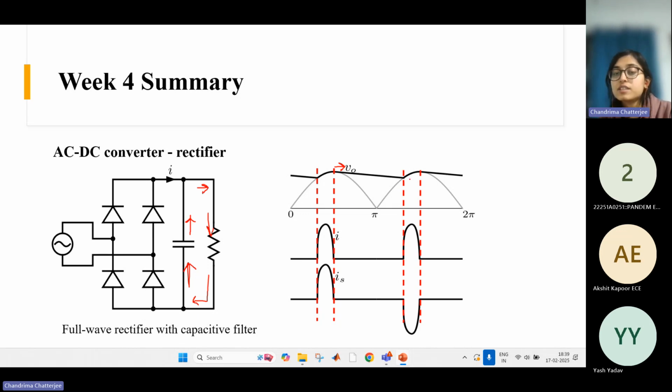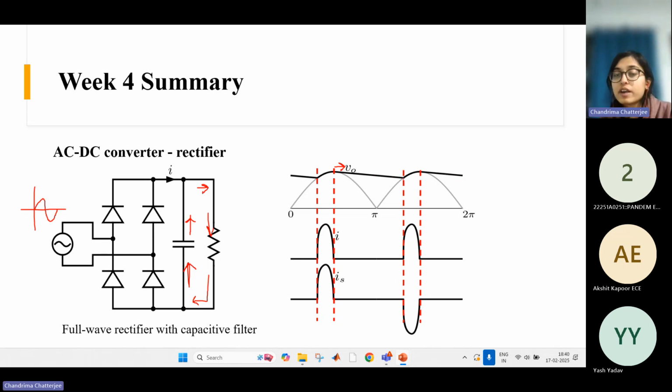Till this point. At this point, the source voltage is as it is. There is no change in the source voltage. It is still sinusoidal. But due to the addition of this capacitor, we are getting this kind of load voltage.